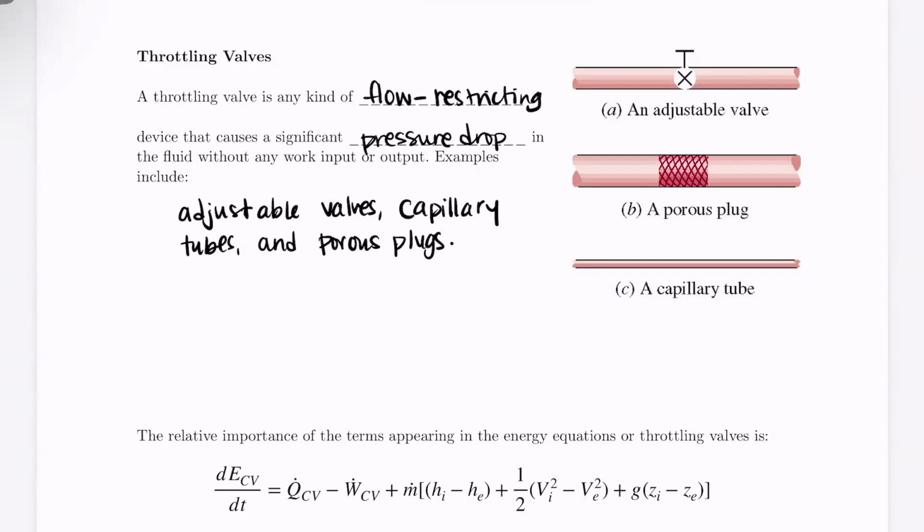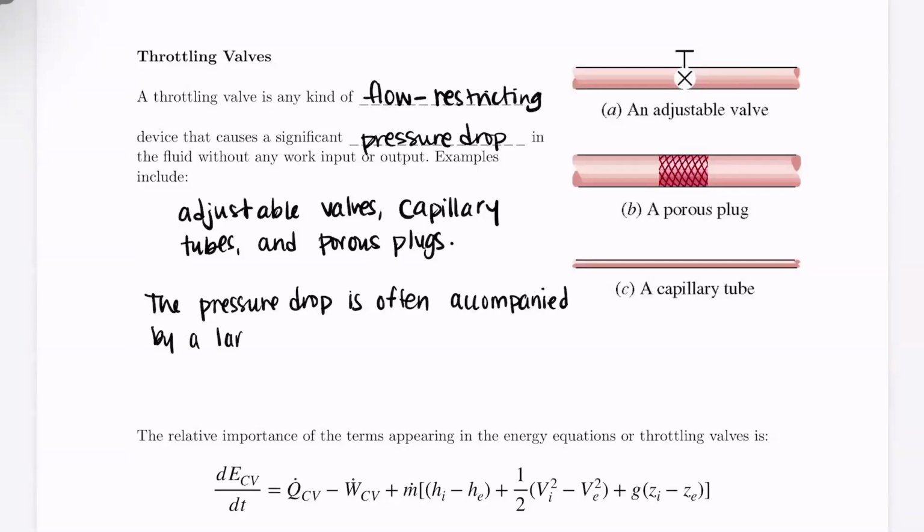The pressure drop that we get is often accompanied by a large drop in temperature. So these devices are commonly used in refrigeration and air conditioning applications.